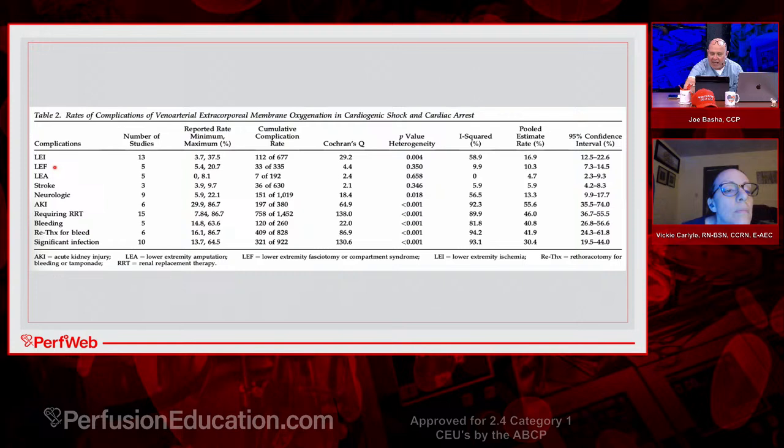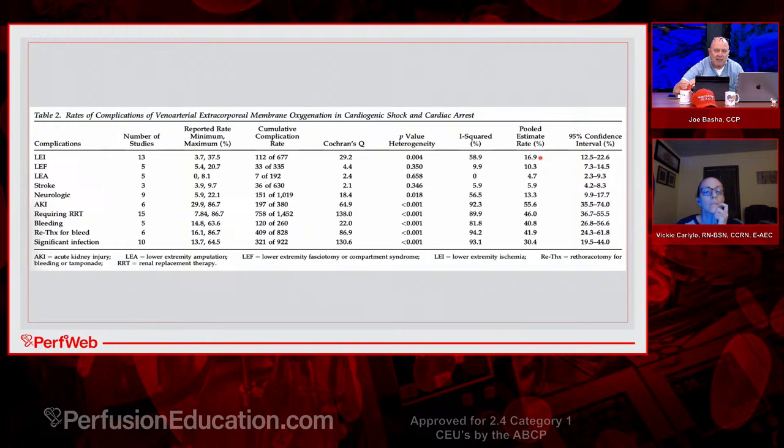You have renal replacement therapy, RRT, whether they required that or not. Bleeding, re-operation for bleeding or rethoracotomy or median sternotomy, and significant infection. And the number of studies that address these various issues. So you can see that lower leg ischemia pooled estimated rate is not uncommon.